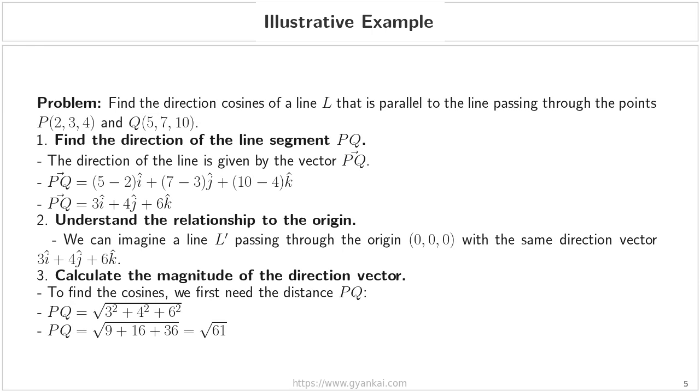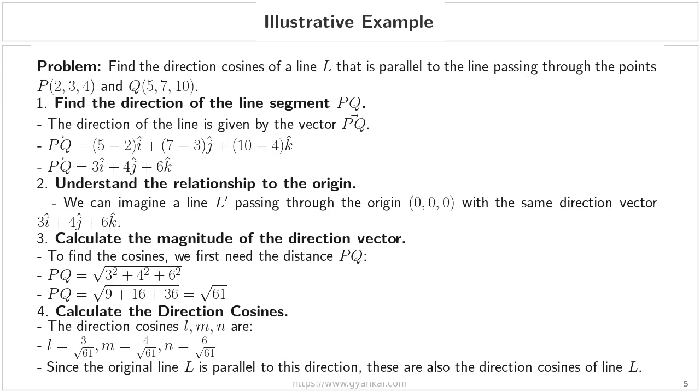Third, we need to calculate the magnitude of this direction vector. To convert these direction ratios into direction cosines, we must divide by the total length of the vector. So, we take the square root of the sum of the squares of our components. That is, the square root of 3 squared plus 4 squared plus 6 squared. Calculating the squares, we get 9 plus 16 plus 36, which totals 61. So, the magnitude is the square root of 61.